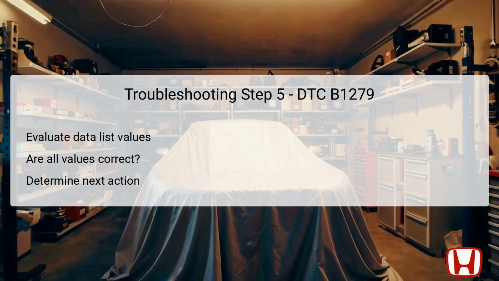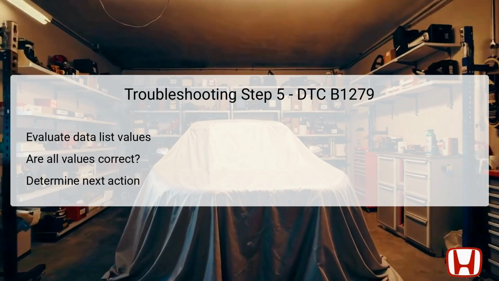If every value corresponds accurately to the expected outcomes in the data list during the testing process, this suggests that the dimmer switch and its components are likely functioning within normal parameters. However, if discrepancies arise, this indicates further investigation is required. Specifically, if issues are identified, the faulty multiplex integrated control unit, MICU, may need to be replaced, as it could be the root cause behind DTC B1279.